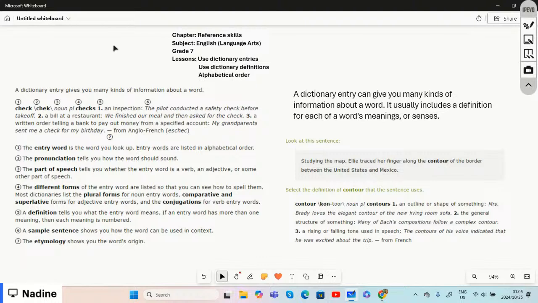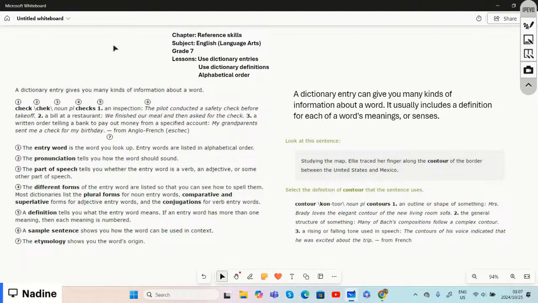So when it comes to reference skills, we're basically going to be using our dictionary entries. And remember, we said last time in our previous lesson that in a dictionary, it gives us the word. They also give us the pronunciation. It will tell us how we can say the word. They will give us the part of speech. Is it a noun? Is it a verb? And so on. Sometimes they'll even give us the plural form of that specific word.